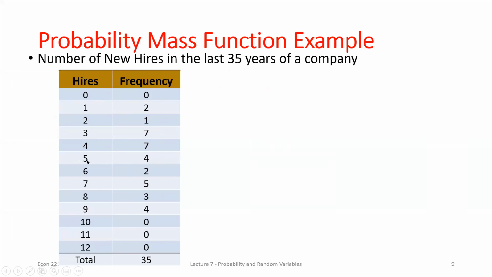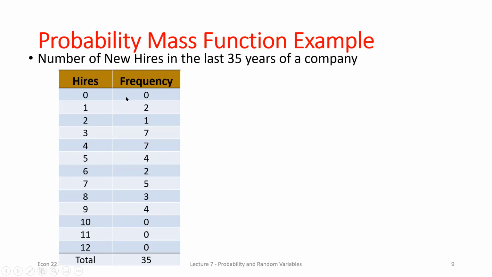And if we go down the list, you can see the different frequencies of the different numbers of hires. Once we get to these higher values, we start seeing zeros, right? They were a relatively small company. There was no year in which they actually hired 10 or more people, okay? But those are still possible outcomes, right? You still could see those in the future. Just for the last 35 years, those frequencies are 0.